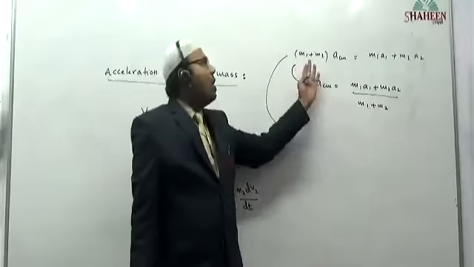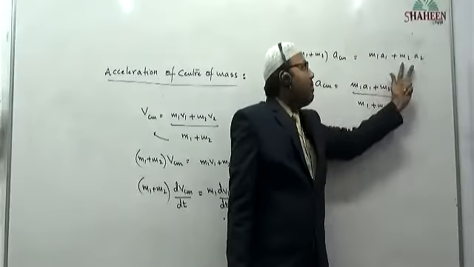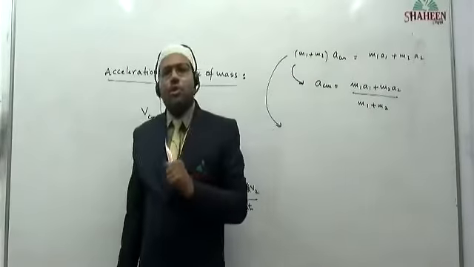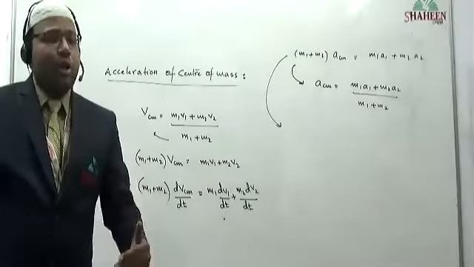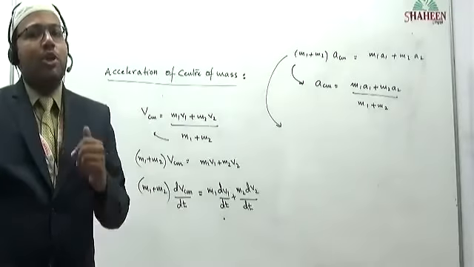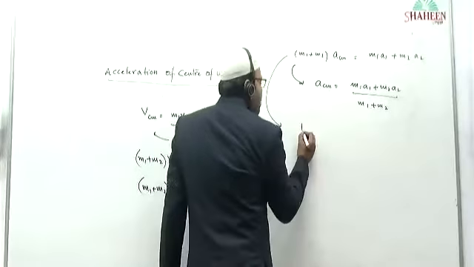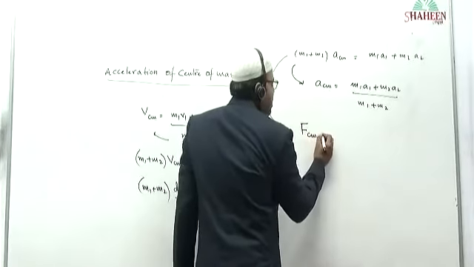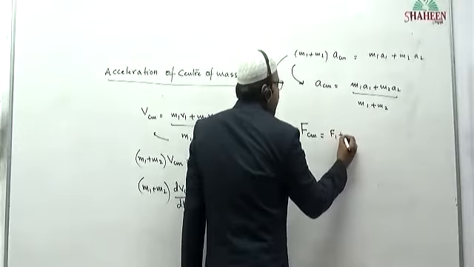Next, what do you say about mass into acceleration? Mass into acceleration, can I say the force? F is equal to ma. So therefore, yes, we can say force is the product of mass and acceleration. So here we will substitute, beta: force on the center of mass is equal to the sum of the forces, that is F1 + F2.